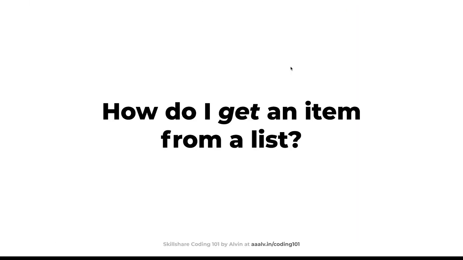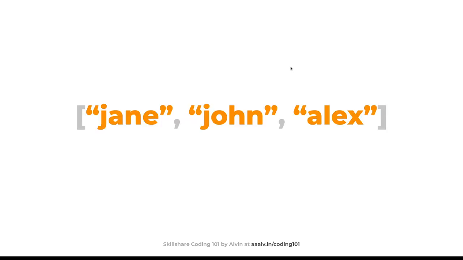How do we get an item from a list? Let's look at the list of names we have. We want the first one, the first name. Step number one is to know which position this item is in. This item is in the first position. Step number two, find the index for the item you want. In most coding languages, the first item is actually at index 0. The second item is at index 1. The third item is at index 2, and so on and so forth.